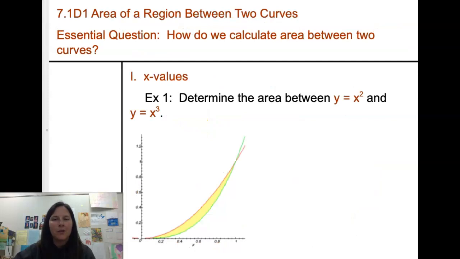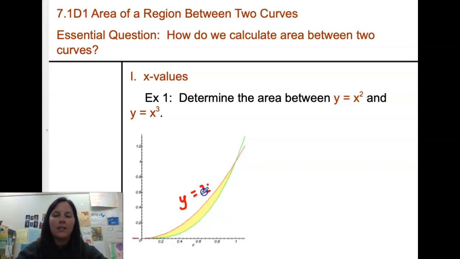For our first practice, we will look at these in terms of x so we can get used to it, and then we'll look at the more challenging ones that are in terms of y. Determine the area between y equals x squared and y equals x cubed. So we have a diagram here, but we need to know which equation is the red one, the one that's further from the x-axis, because that's the one that will go first, and then we'll subtract the green equation from it. Our red equation is x squared, and our green equation is x cubed.